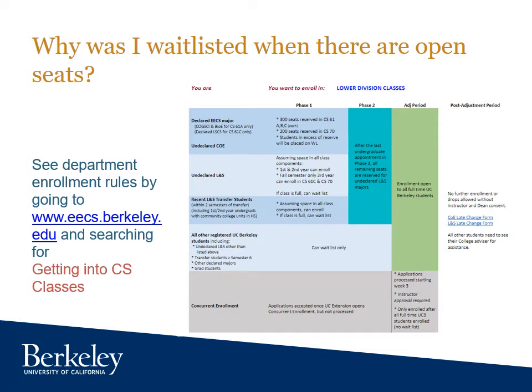These are our enrollment guidelines, and it's very clear by phase. And so oftentimes I'll have students who are undeclared ask, well, why can't I just enroll? As you can see, you might have to wait for the adjustment period. Or I've had students who are declared majors in other departments say, why can't I just enroll? Well, again, those students also have to wait until the adjustment period begins.